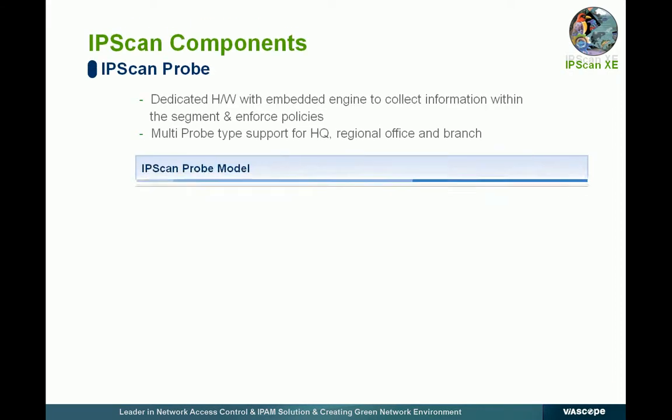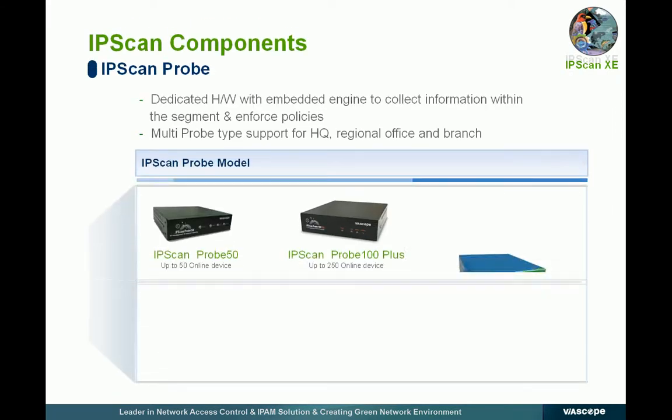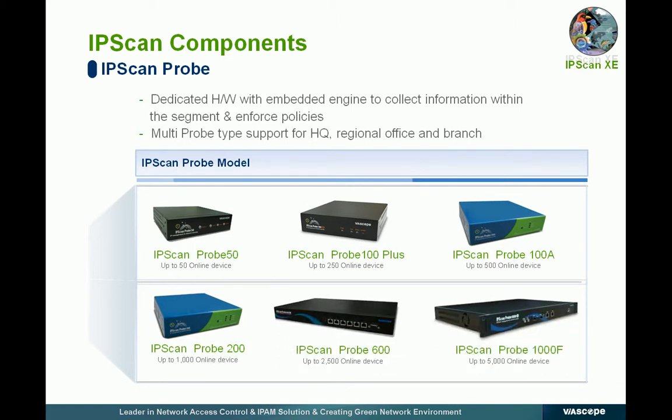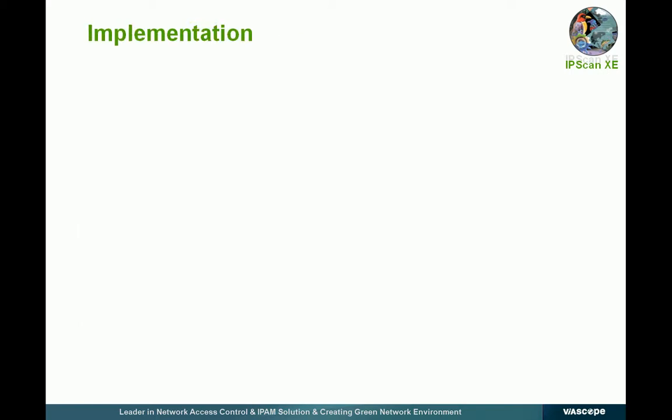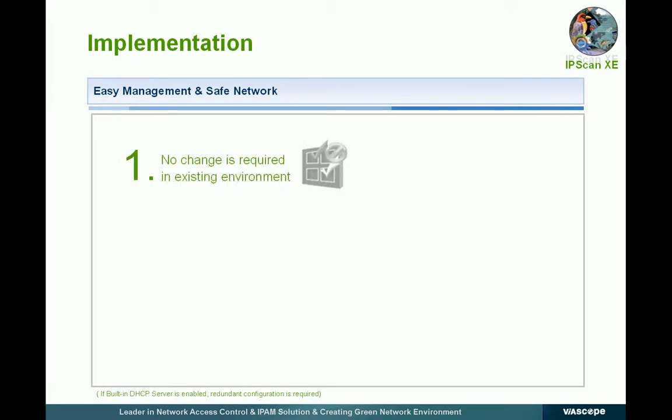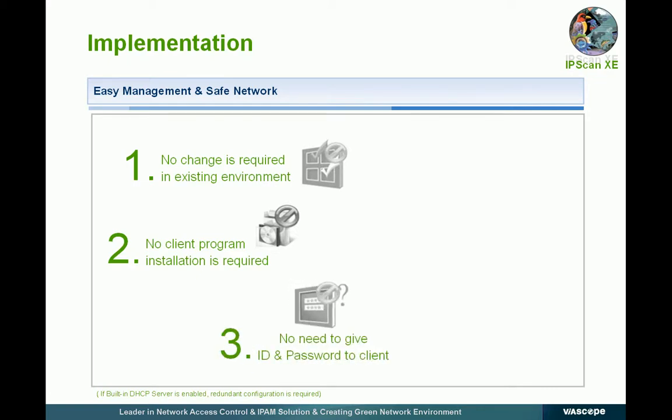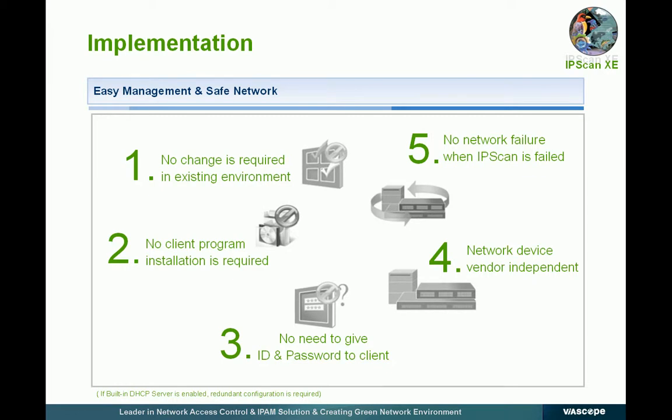IPscan probe is released on the market in various models, from Probe 50 to Probe 1000F, providing range of selection according to the user count of the active IPs. IPscan is focusing on the convenience of the administrator from installation to management, which can be installed without additional change to the existing network configuration. Installing the agent on the client to control the endpoints is not necessary. Neither is specifying the ID and password for each user to control the user access required. IPscan can be installed and managed regardless of the network device vendor. A problem during operation of the IPscan solution, if any, does not affect the network operation at all.